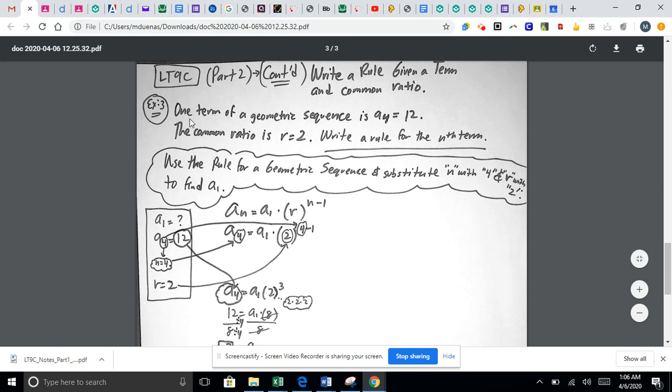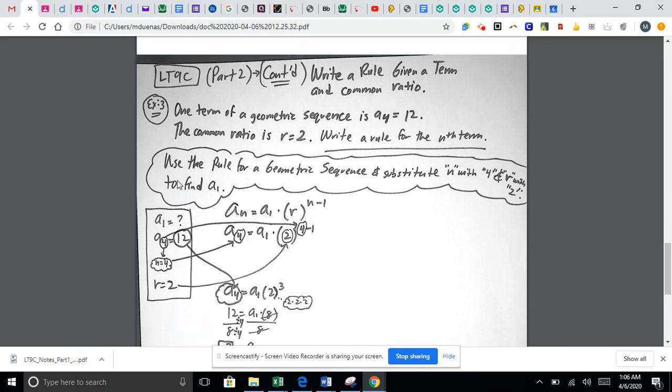So here's an example. One term of a geometric sequence is a sub 4 equal to 12. So again, it's a sub 4 given to us equal to 12, the fourth term in the sequence. Then they say the common ratio is r equal to 2. So the common ratio r is 2. Write a rule for the nth term. Well, how do we approach this? Well, if you want to find the rule, we need to figure out the a sub 1, the first term.